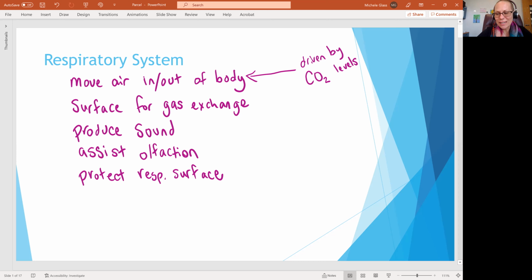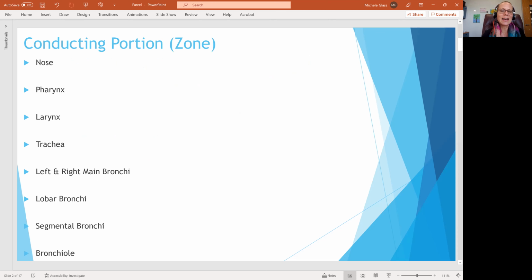Because this was a short introduction, let's go ahead and look at some of the anatomy of the respiratory system. And we'll come back and look at each one of these in more detail. So we will see that the respiratory system can be divided into two portions, conducting and respiratory portions, where the conducting is talking about that moving of air into and out of the body, whereas the respiratory portion is talking about the actual gas exchange.